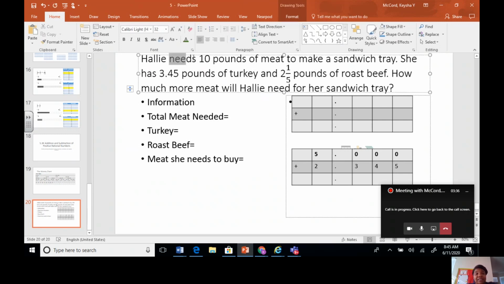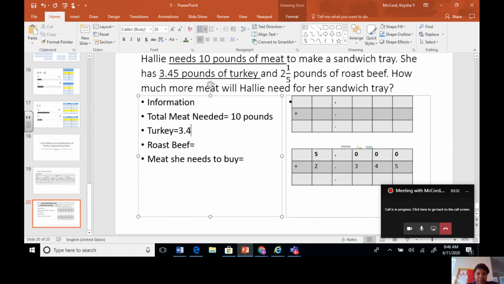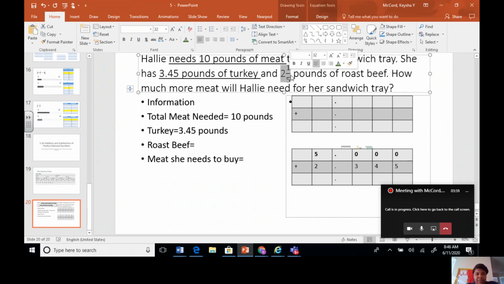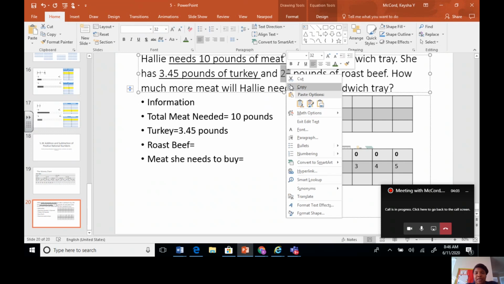Hallie needs 10 pounds of meat. So how many pounds of meat does she need? 10. I'm going to write that down. She has 3 45 hundredths pounds of turkey. So that's what I know right now. And 2 1/5 pounds of roast beef. So this is what she has right now, okay?